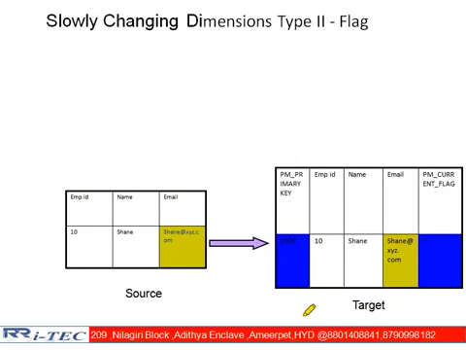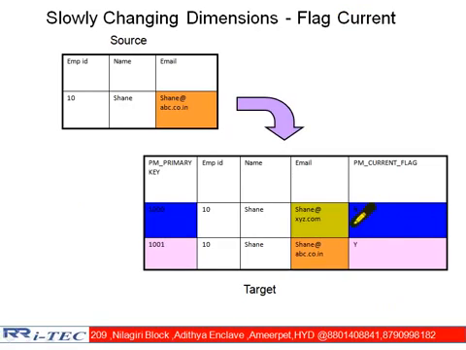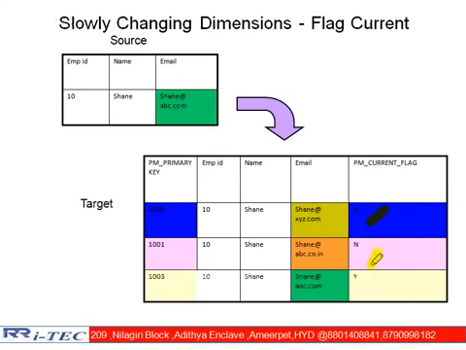Next one is what, sir? We are going for flag implementation. In flag implementation, whenever we are loading the first time, we are saying Y. Whenever we are going for the next time, the previous record we make N, and the current record we make Y. Whenever we are going for the next time, N and Y.